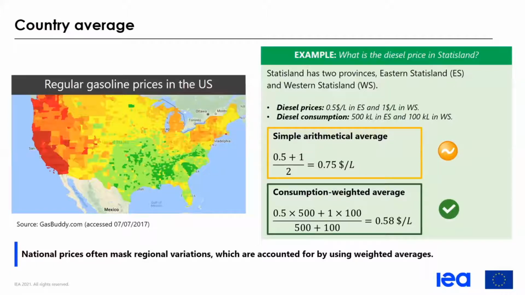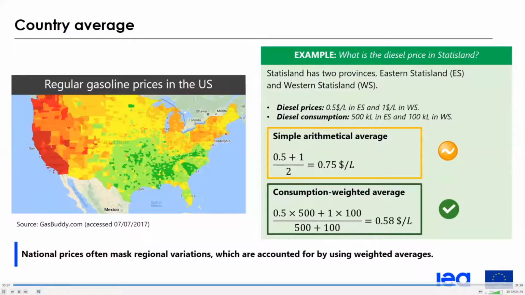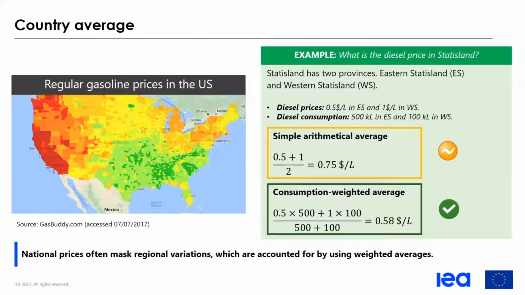Again, using an example may help better understand. Let's consider a country, which we will call Statisland, with two provinces, Eastern Statisland and Western Statisland. In Eastern Statisland, the price of diesel is $0.5 per liter, while in Western Statisland, gasoline is more expensive at $1 per liter. Diesel consumption is 500 kiloliters in the Eastern Statisland and just 100 kiloliters in the Western Statisland.